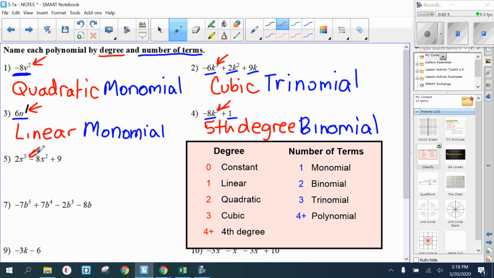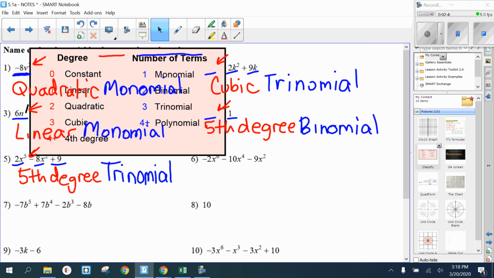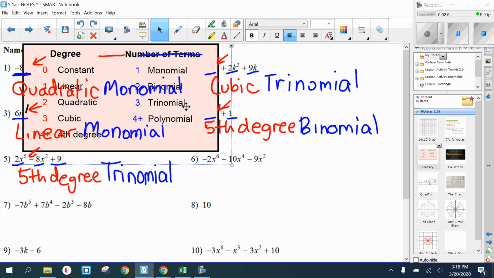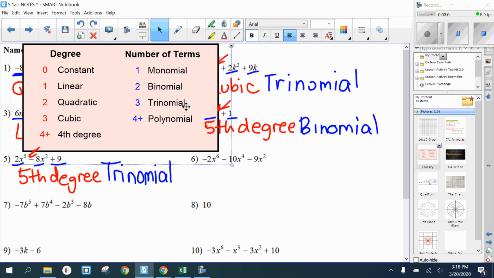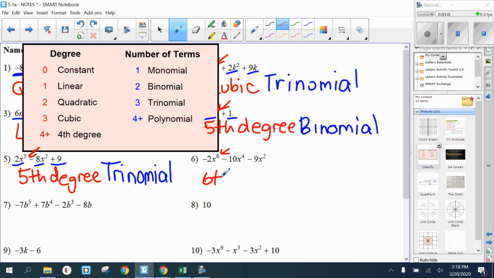Okay, problem number 5 is also 5th degree. 1, 2, 3 terms, making it a trinomial. Okay, I think you get the idea now, right? Let's bring this to the front. Okay, there we go. That's good enough. Number 6. 6th degree, right? 6th degree trinomial.